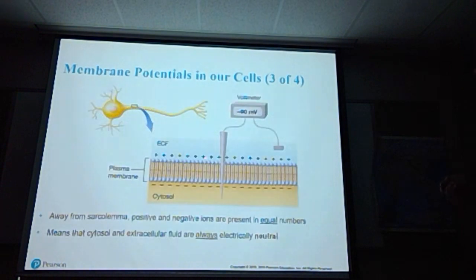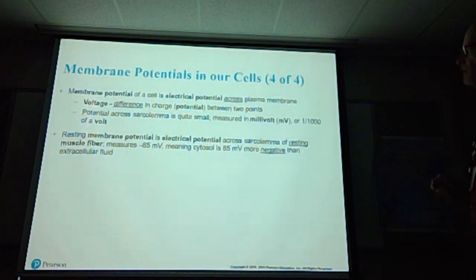And again, here's my image. So the extracellular fluid with all of its positive charges, the cytosol or the intracellular fluid and all of its negative charges. There's the plasma membrane keeping them separated. And away from the sarcolemma, the positive and negative charges represent equal numbers. That means that the cytosol and the extracellular fluid are always electrically neutral. However, you stick a probe in there with a minus 90 millivolts, and you get voltage.